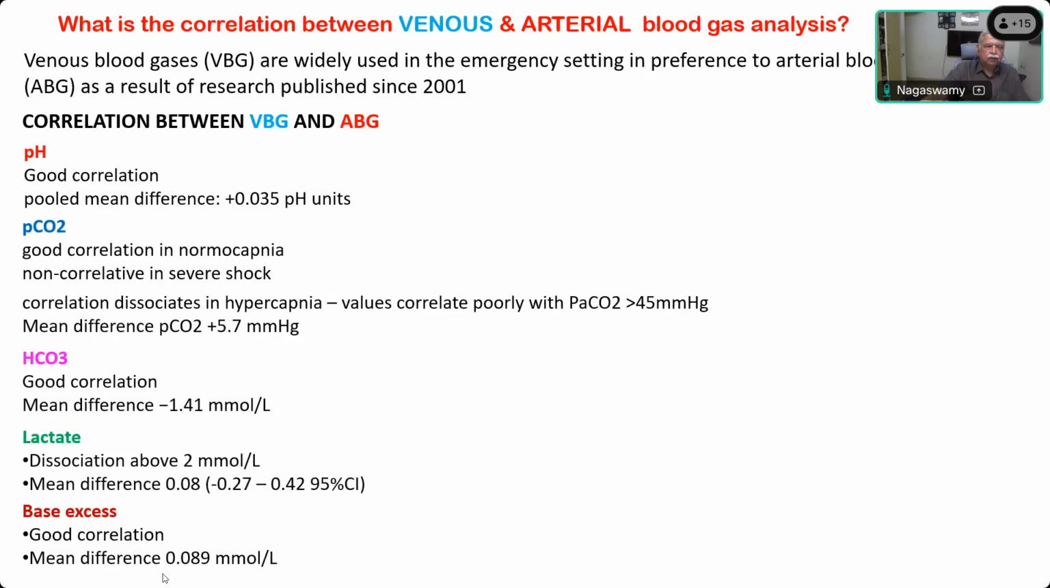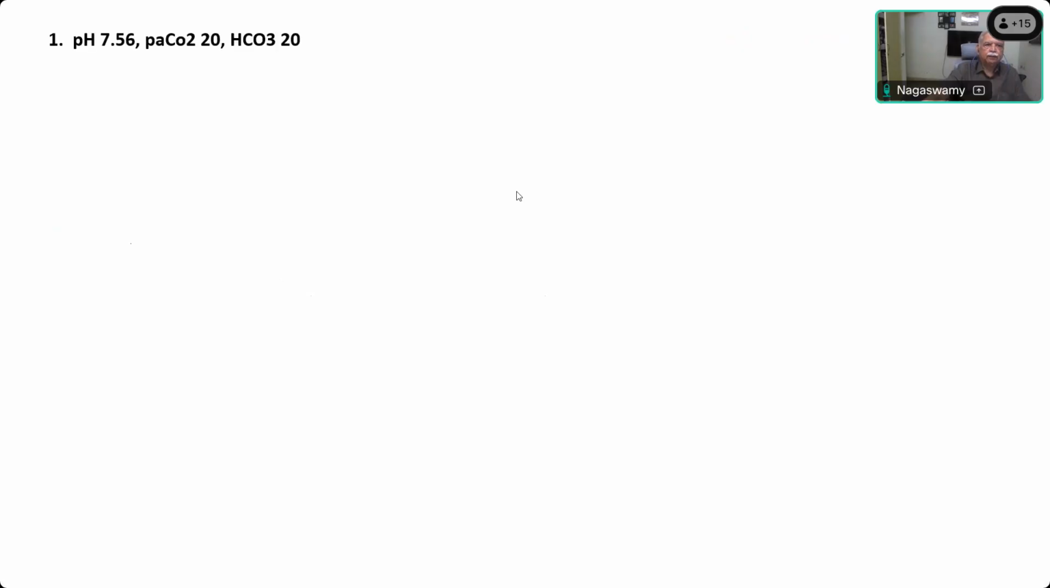So for most of the things except PCO2 in shock, if you can't get an arterial sample, there is no harm in taking a venous blood sample and analyzing it in an emergency situation. And that is the purpose of this particular slide. Now we go to the values and interpretation.